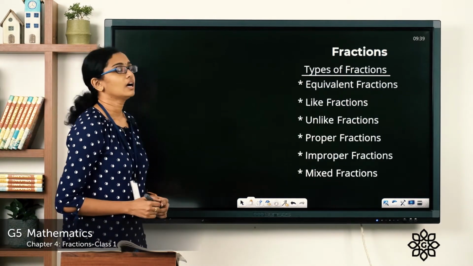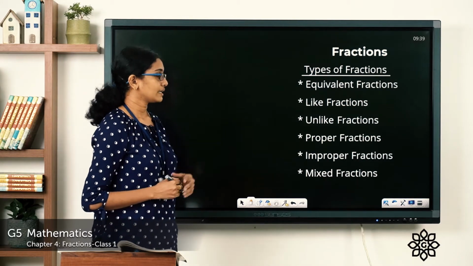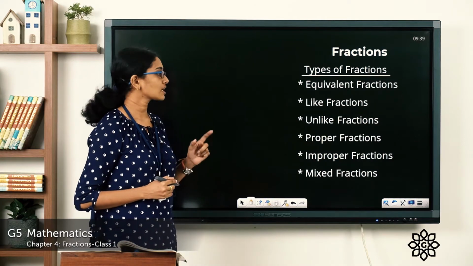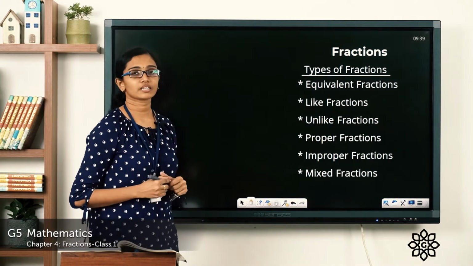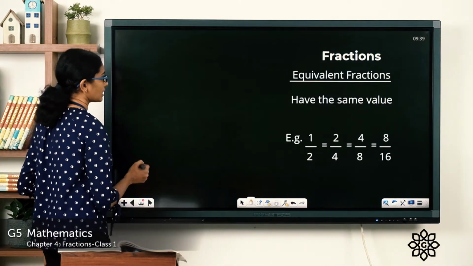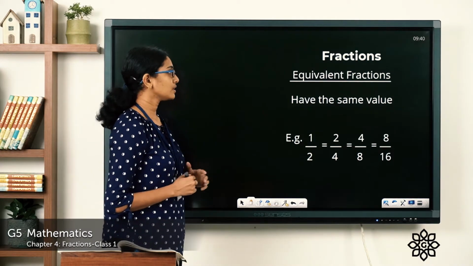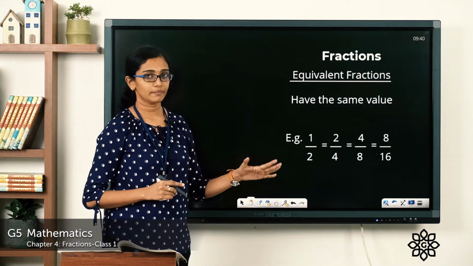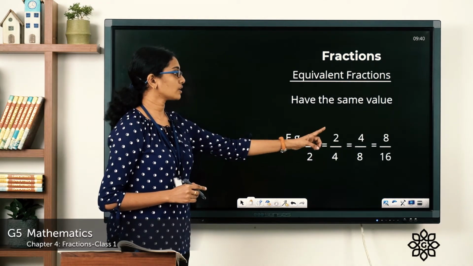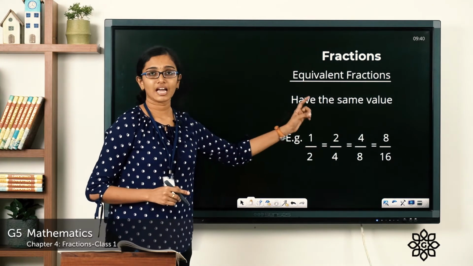Now we'll see the types of fractions. Fractions are of different types. They may be equivalent, like fractions, unlike fractions, proper fractions, improper fractions, or mixed fractions. Now we'll see each type in detail. The first one, equivalent fractions. What does that mean? Equivalent fractions mean they have the same value, like this. 1 by 2 is equal to 2 by 4 is equal to 4 by 8 is equal to 8 by 16. These fractions have the same value.